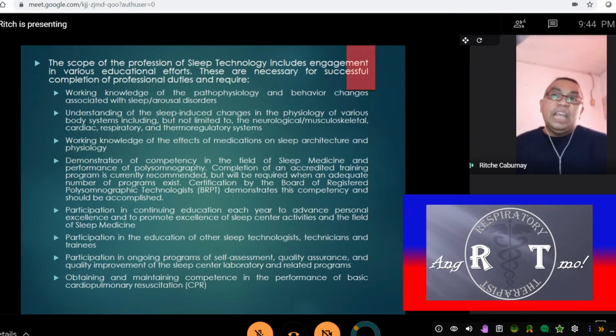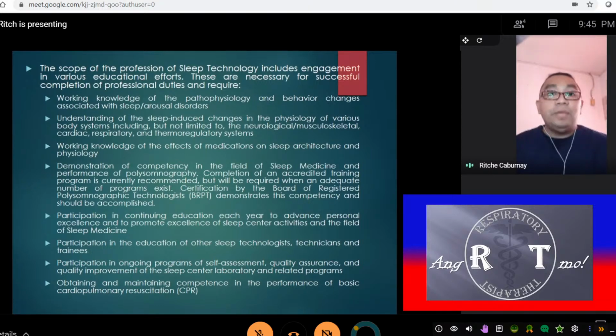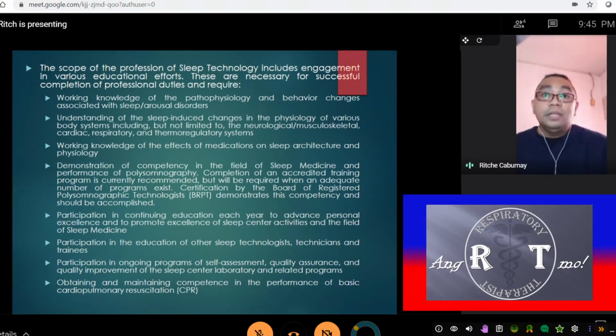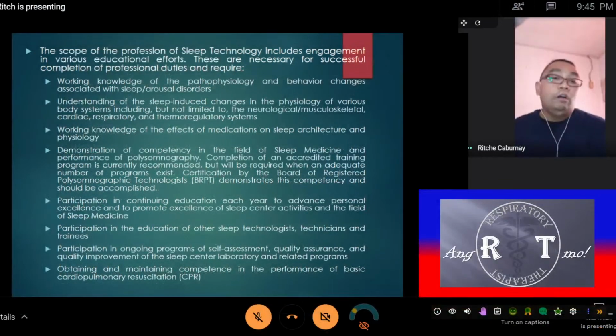Say, for example, if the patient has insomnia and the doctors require the patient to take sleep medications or sleeping pills, would it affect the quality of sleep of the patient, or would there be fragmented sleep? Or what other medications would you think would have an effect on the sleep architecture and the physiology of your patients?